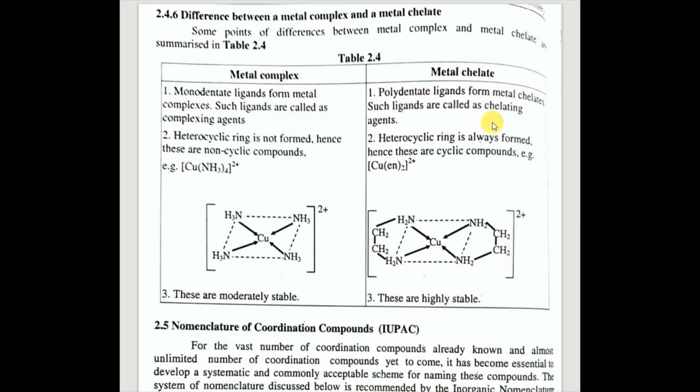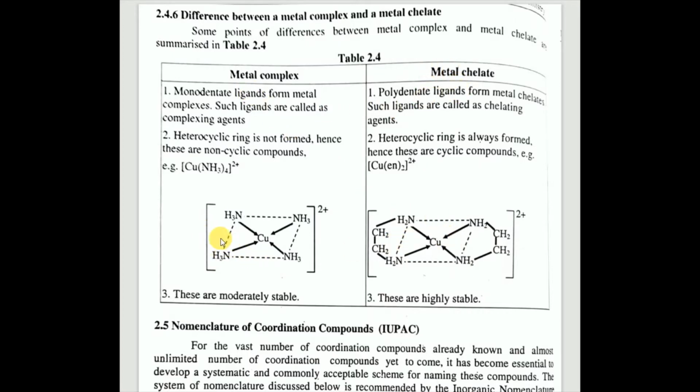While in the case of metal chelates, here this is ethylenediamine, a second ethylenediamine; these are bidentate ligands, and when this bidentate ligand attaches to copper, a cyclic ring is formed. 1, 2, 3, 4, this four-membered cyclic ring is formed. So this ligand is called a chelating ligand, and this ring is called a chelate ring, and the resulting complex is called a metal chelate. So this is the difference between metal complex and metal chelates.